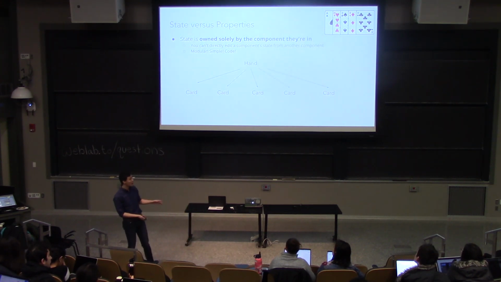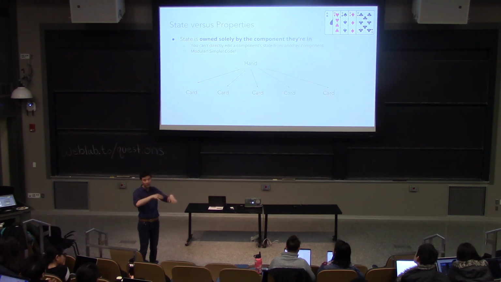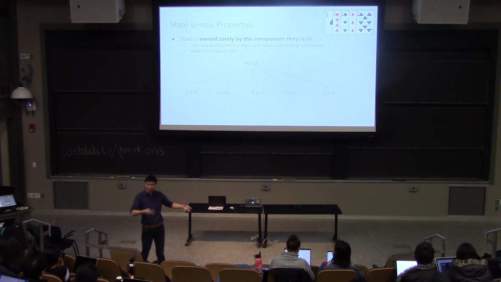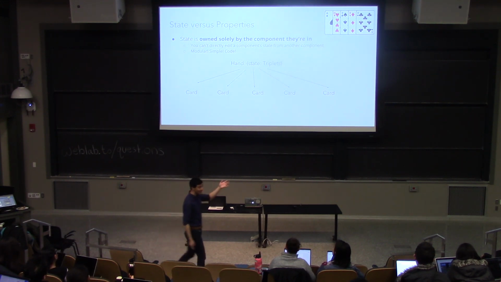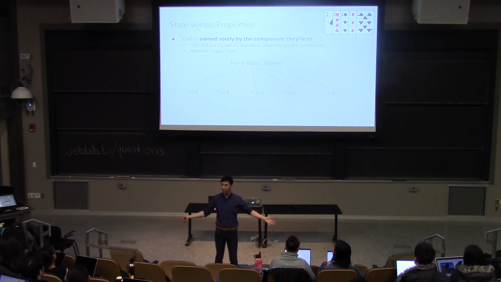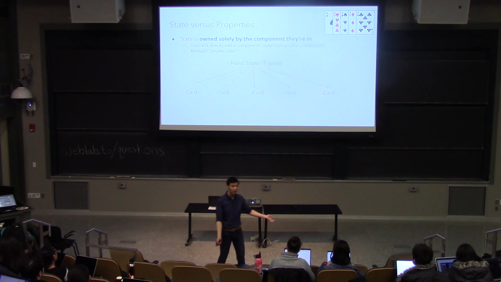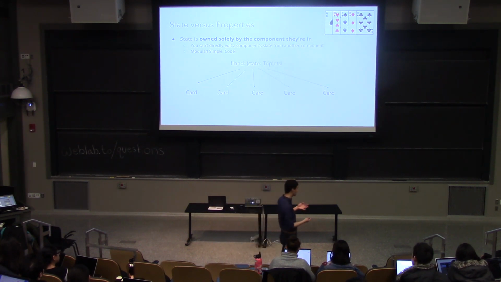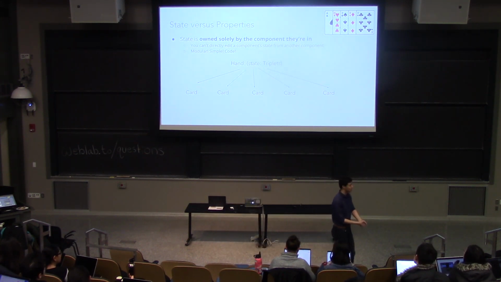And you can see there's a hierarchy, right? So hand is the parent of all the cards because the hand takes care of the cards, right? So for example, a state of the hand is that they're triplets. That makes sense, right? The hand is defined by the fact that it is, in fact, a hand of triplets.